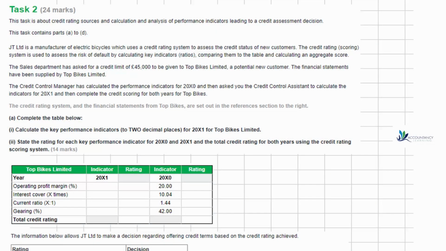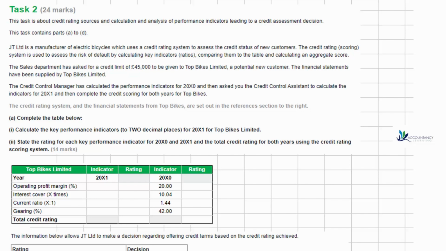In this video, we're going to have a look at task 2 from the first sample assessment for credit and debt management. So this is about credit ratings and analysing performance indicators. We're told that JT Limited is a manufacturer of electric bicycles which uses a credit rating system to assess the credit status of new customers. The credit rating or scoring system is used to assess the risk of default by calculating key indicators and comparing them to the table and calculating an aggregate score.